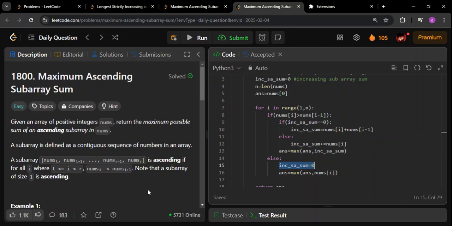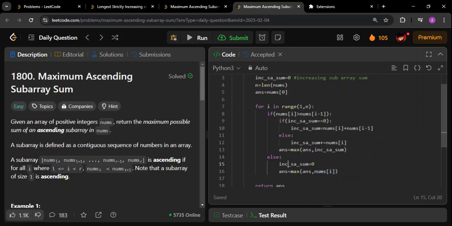But remember, there is a catch here. This is something that is not present in yesterday's video. Since a single element is also a possible ascending subarray, though we have made this particular value equal to 0, the current element could still be a very big element, and that could be part of the answer.